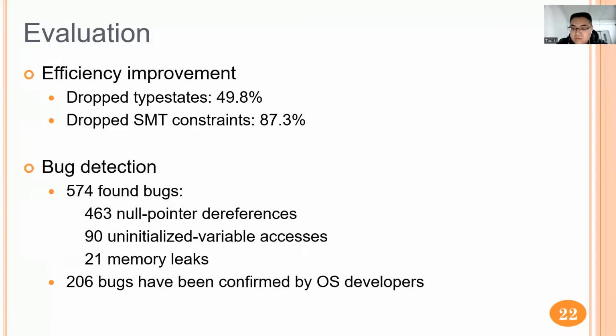As the table shows, by using alias relationships, our analysis can reduce about half of the typestates and 87% of the SMT constraints, which illustrates that our alias-aware typestate tracking method and alias-aware path validation method are effective. PATA totally reports 797 bugs, and we identify that 574 of them are real, including 463 null pointer dereferences, 19 uninitialized variable accesses, and 21 memory leaks, and 206 of them have been confirmed by OS developers.